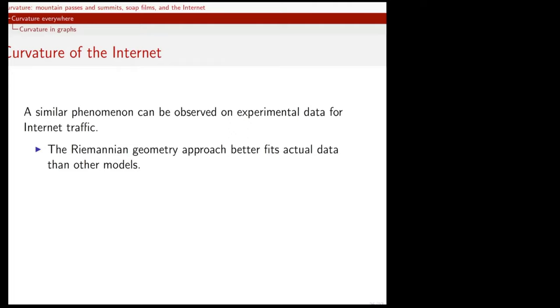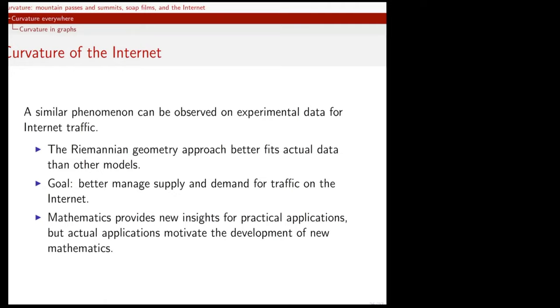There is evidence that the internet behaves like a space where the curvature is negative. And in particular, this approach better fits the actual data than other models. And so the goal was to better manage the traffic, namely the supply and demand of information on the internet, without having log jams. And this is an example where mathematics provides new insight for practical application.